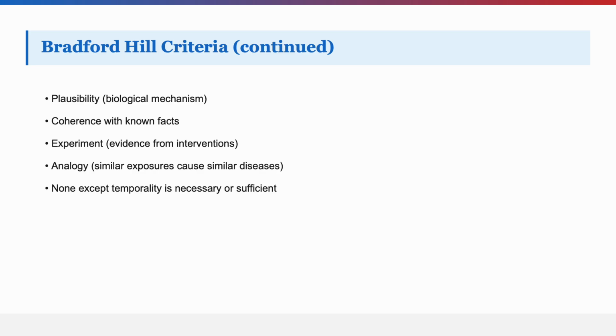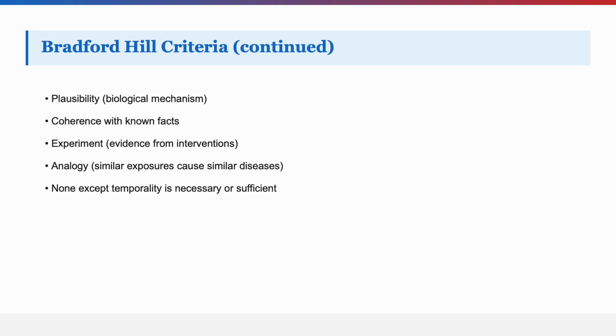Plausibility: is there a biological mechanism that could explain the association? This depends on current knowledge. Lack of known mechanism doesn't disprove causation, as mechanisms are often discovered after associations. Coherence: does the causal interpretation fit with what we know about the natural history and biology of the disease? Evidence shouldn't conflict with established knowledge. Experiment: does removing the exposure reduce disease? Does adding it increase disease? Experimental evidence, from RCTs or natural experiments, strongly supports causation.